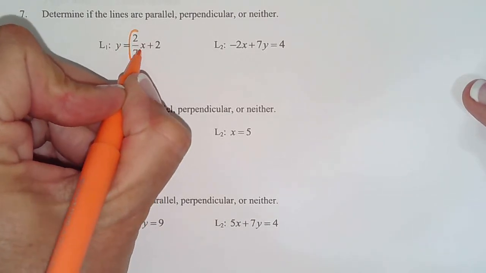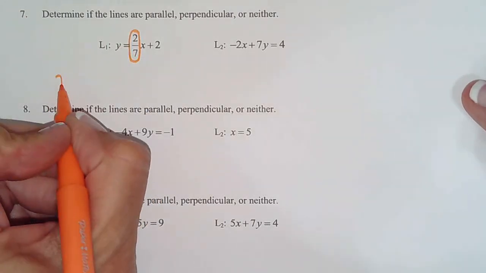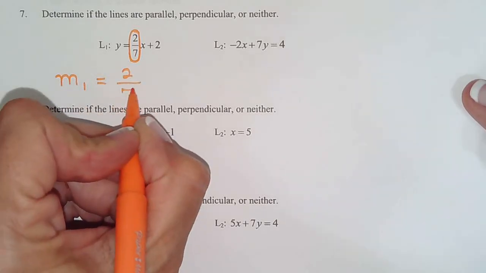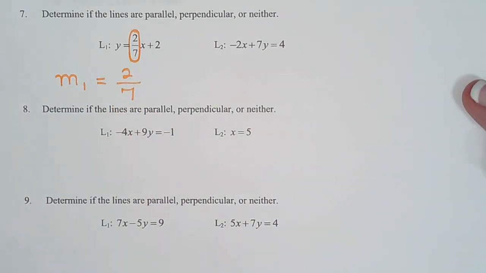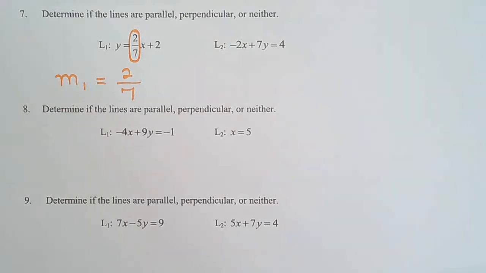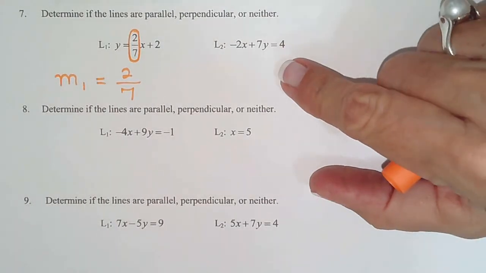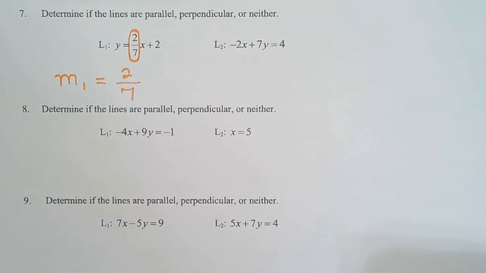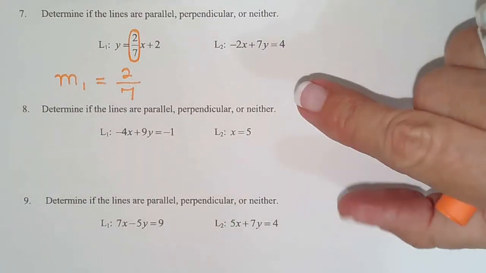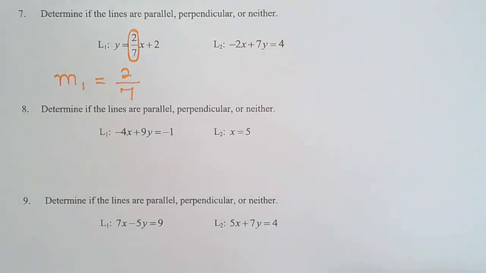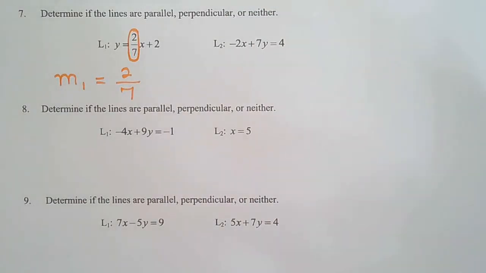So this one, we already know the slope, so we can write the slope of the first line is 2/7. So in my head, I start thinking of the scenarios. If the slope of this line is 2/7, then I'm going to circle parallel. If the slope of this line is negative 7/2, then I'm going to circle perpendicular. And if it's not 2/7 or negative 7/2, then I'm going to circle neither. So in my head, I'm already ready for all the different cases.